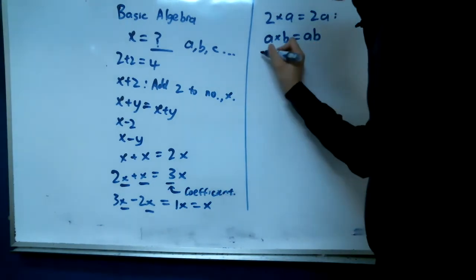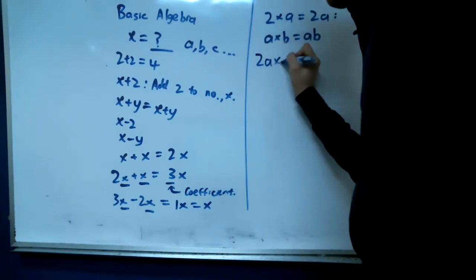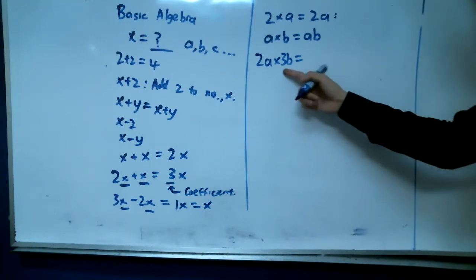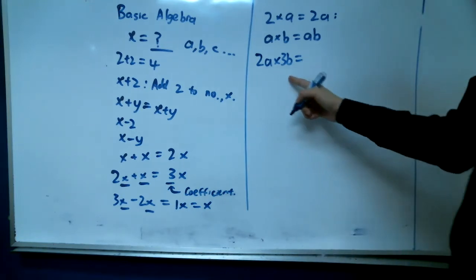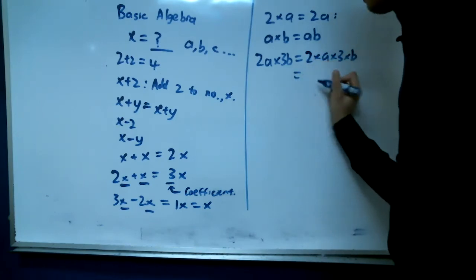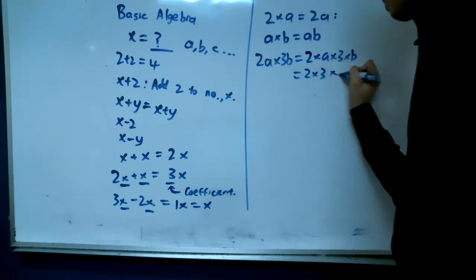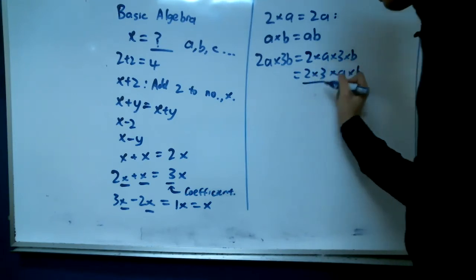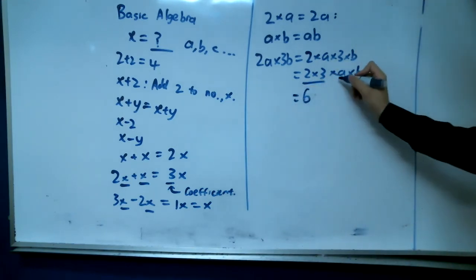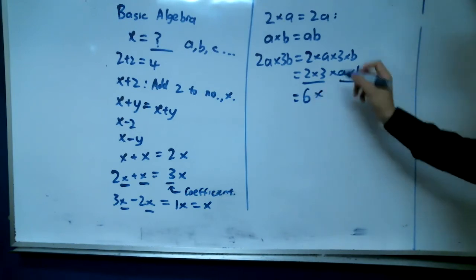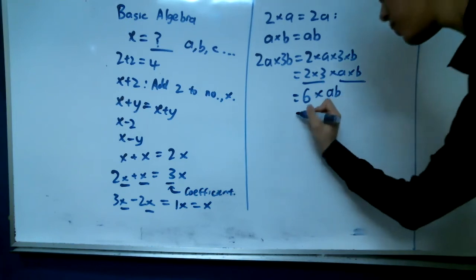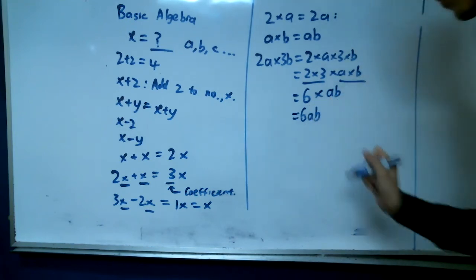Now let's say I have 2a times 3b, how do I evaluate this? 2a times 3b is the same as 2 times a times 3 times b, and can be rearranged as 2 times 3 times a times b. If we evaluate just this part, we're going to get 6. And if we evaluate this part, ab, it's just ab. So 6 times ab can be written as 6ab.